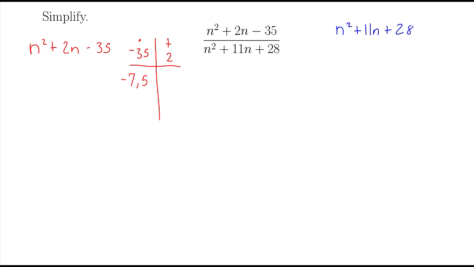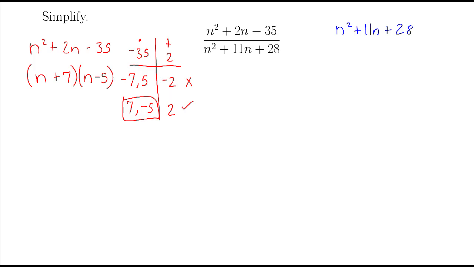So if we had negative 7 times 5 is negative 35. Negative 7 plus 5 is negative 2. That's not quite what we want. So we'll try a negative 5 instead. 7 times negative 5 is negative 35. 7 plus negative 5 is a positive 2. So I know that these are my two numbers. So n squared plus 2n minus 35 factors as n plus 7, n minus 5.